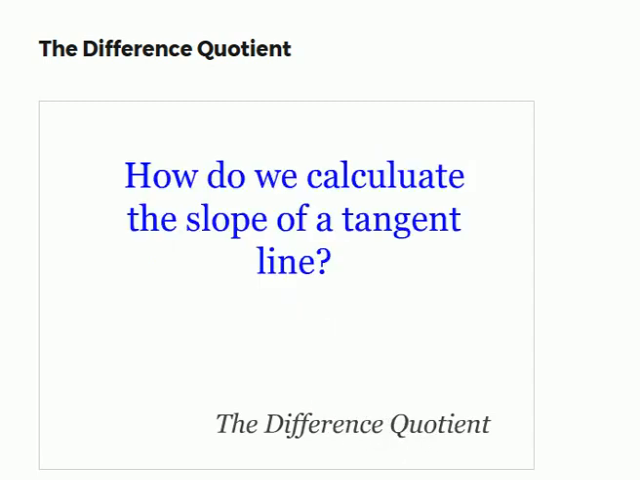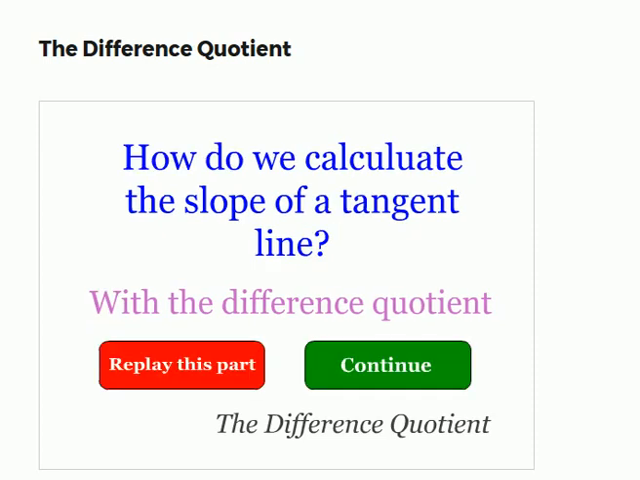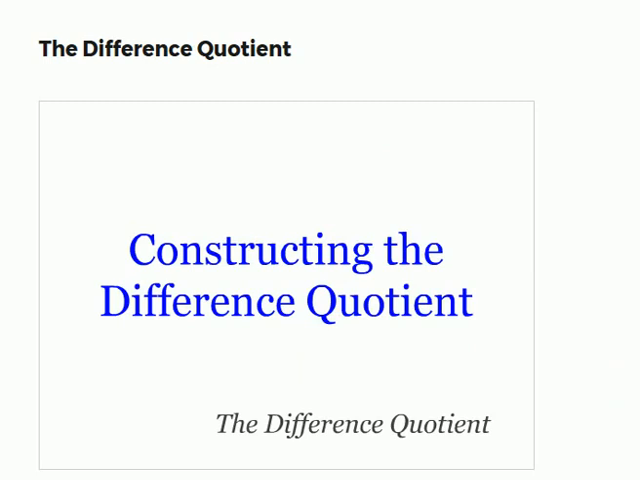We need to figure out a way to determine exactly what the slope of that tangent line is, and we do that using something called the difference quotient. In this section, I'm going to show you exactly where the difference quotient comes from.